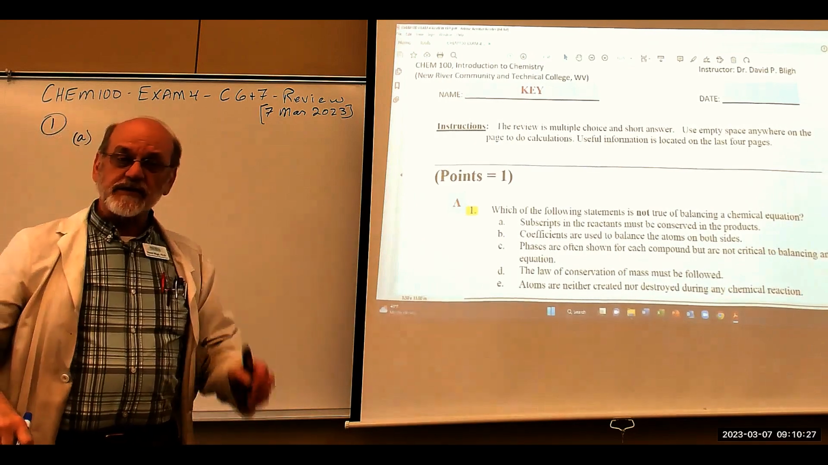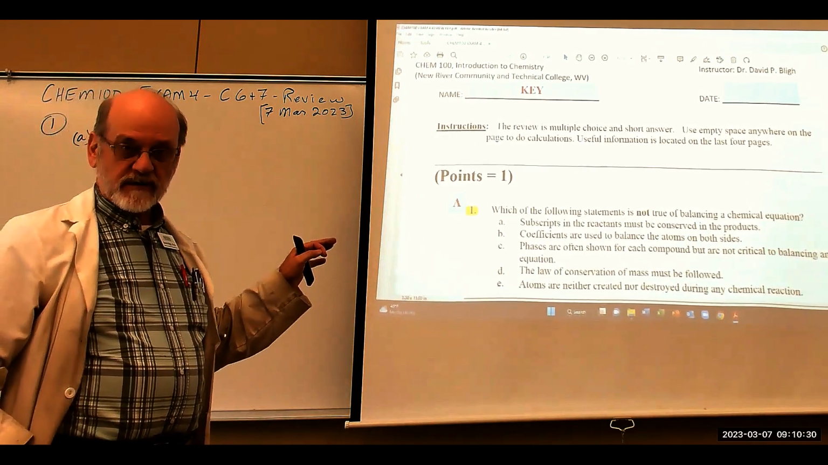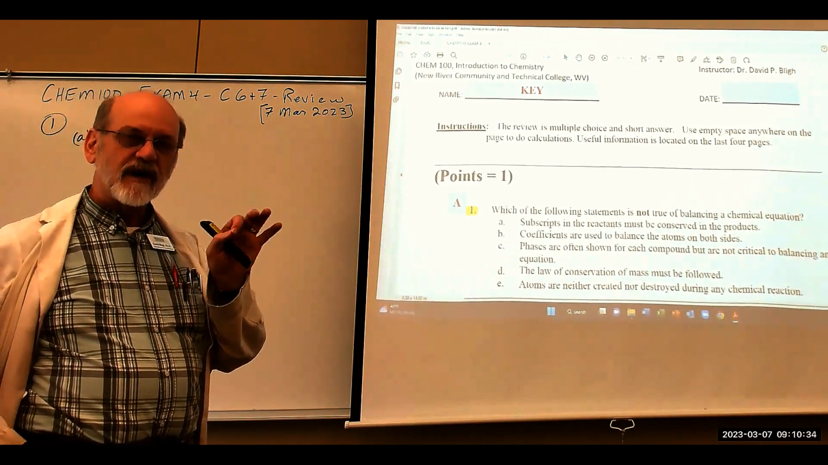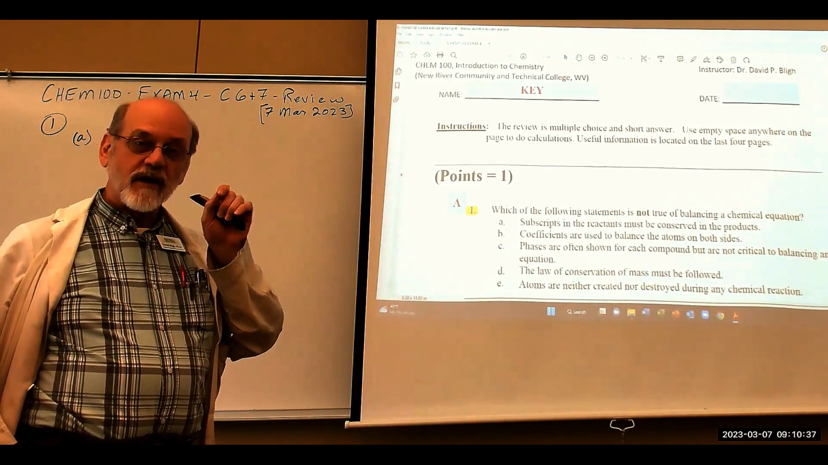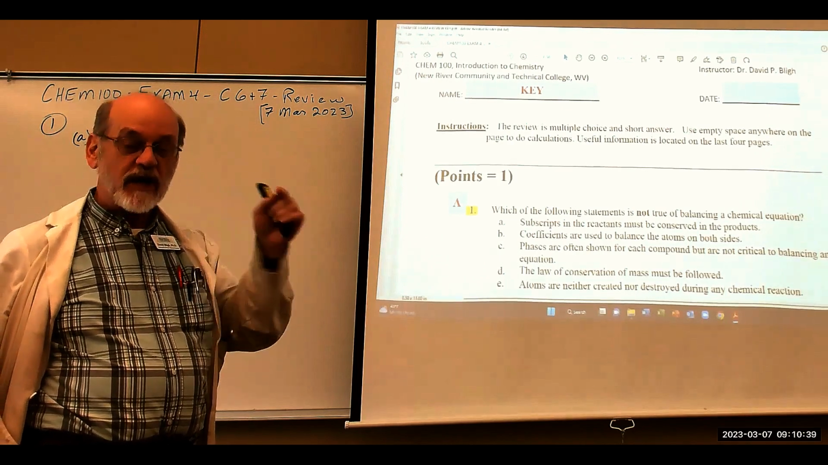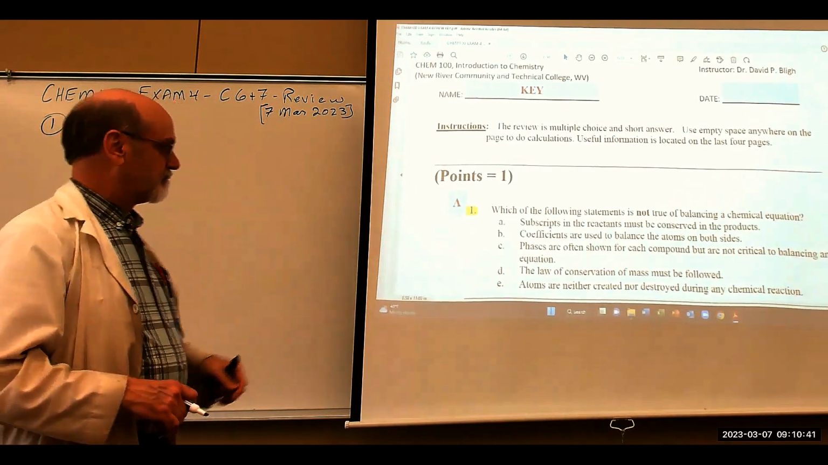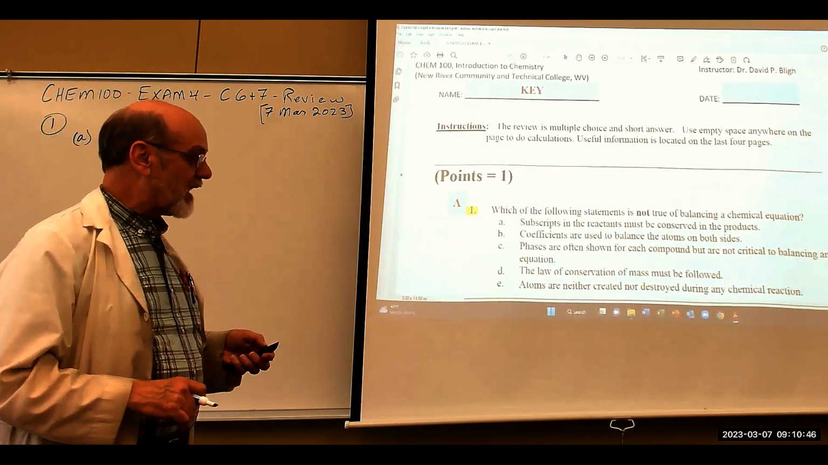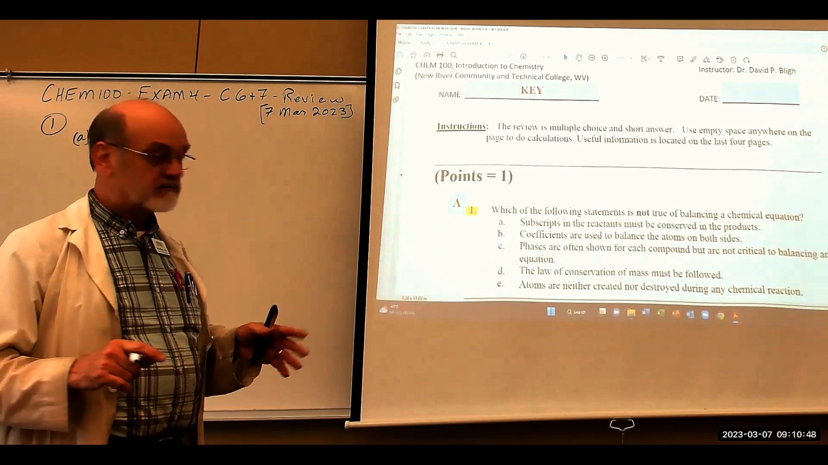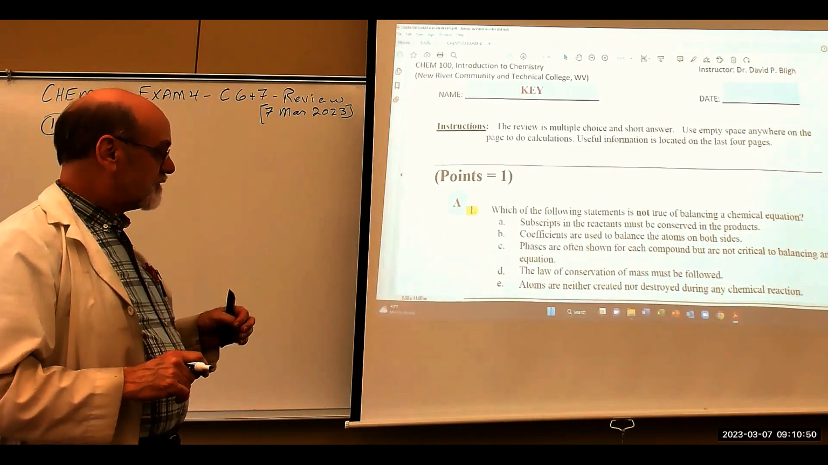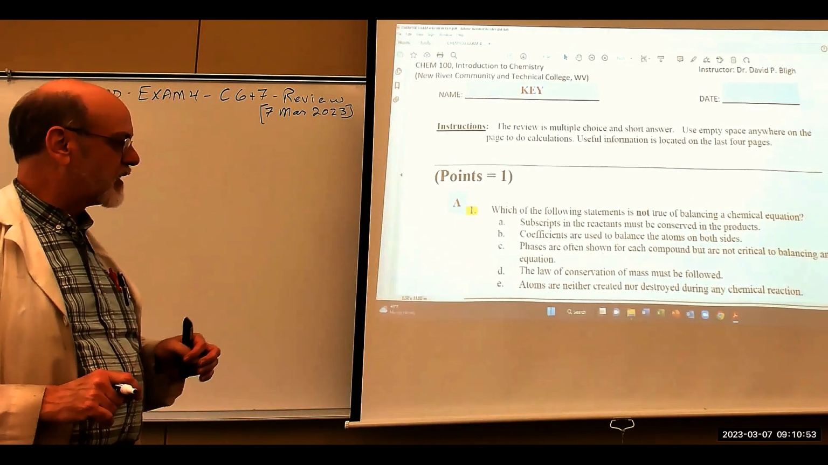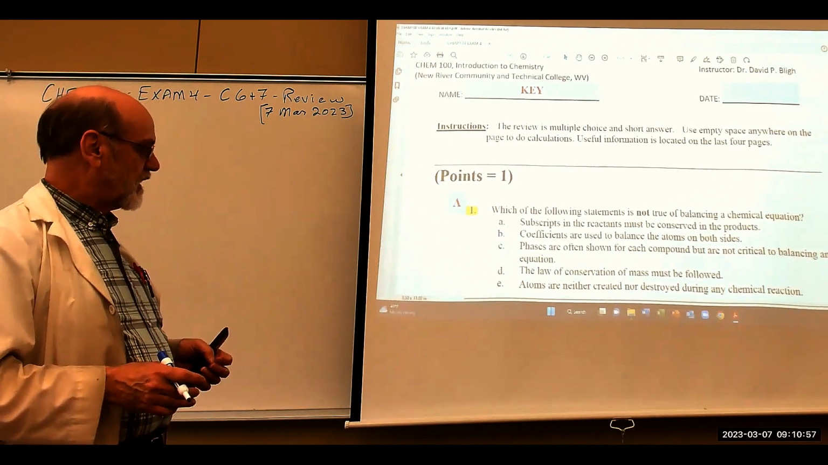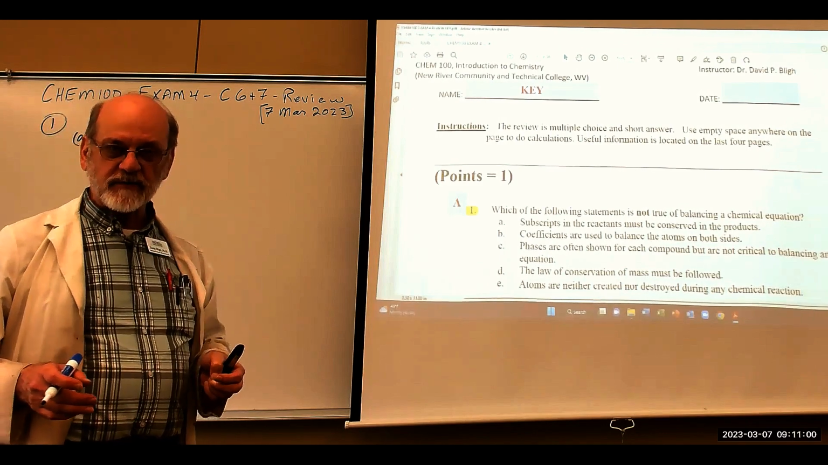Your objective is not to conserve subscripts. Your objective is to be sure that you have the same number of atoms of each of the elements on both sides of the equation. So coefficients are used to balance the atoms on both sides. That's true. So B is true. Phases are often shown for each compound, but are not critical to balancing an equation. That's true. The law of conservation of mass must be followed.